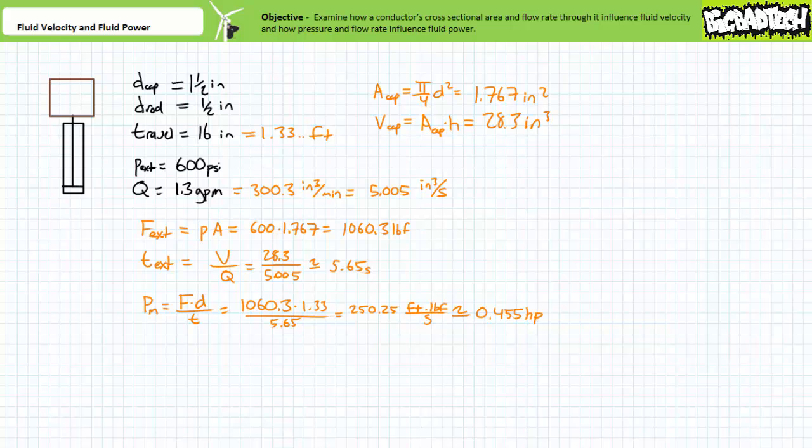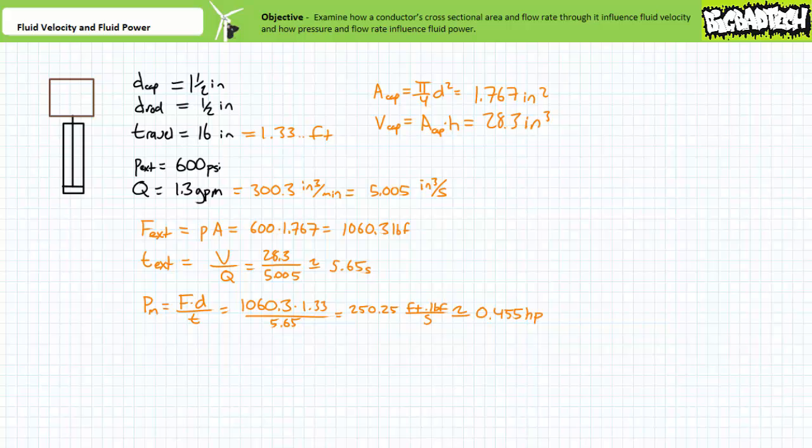A force of 1,060.3 pounds force was exerted at a distance of 16 inches, or approximately 1.33 feet, over a time span of 5.65 seconds. This results in a power expression of 250.25 foot-pounds force per second. If we wanted to express this in units of horsepower, we'd have to do a unit conversion to show this is roughly equal to 0.455 horsepower.